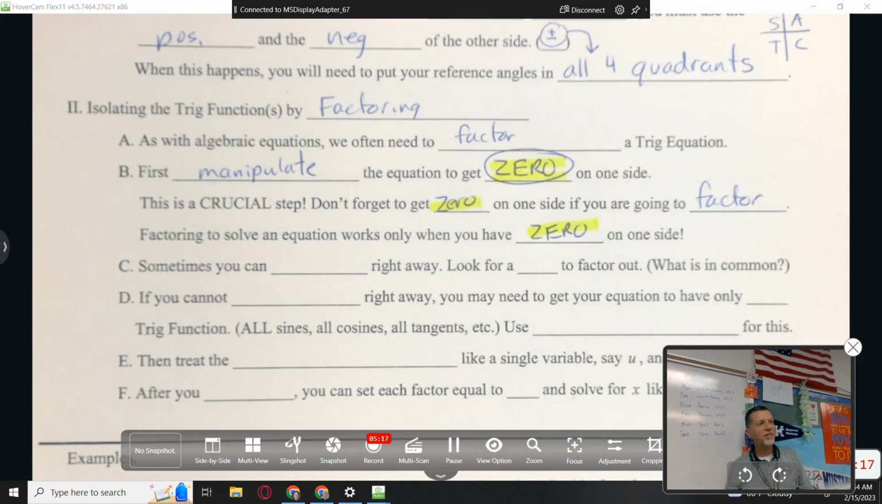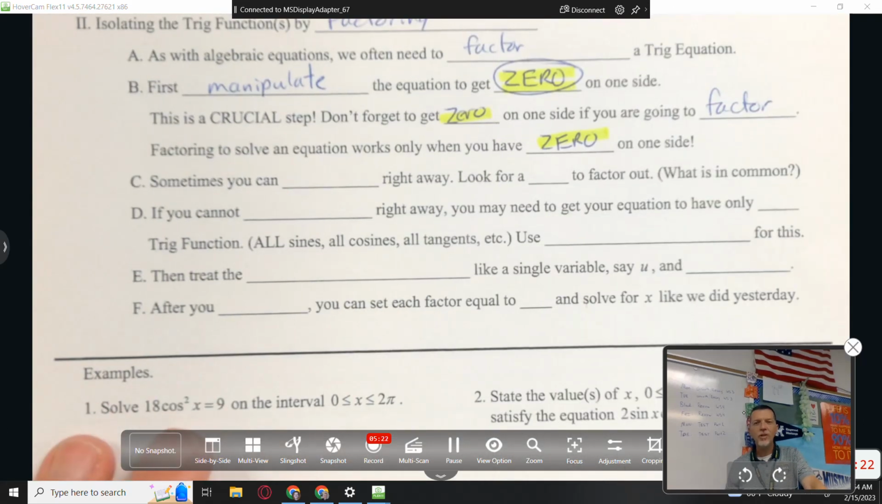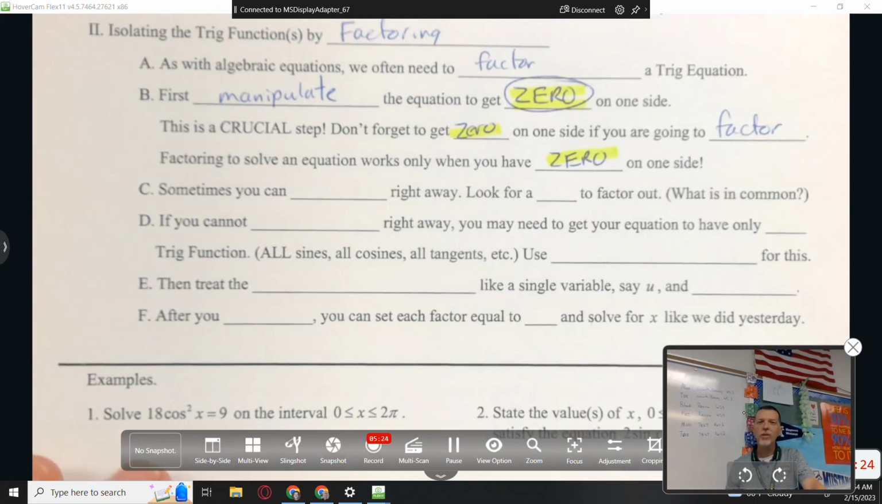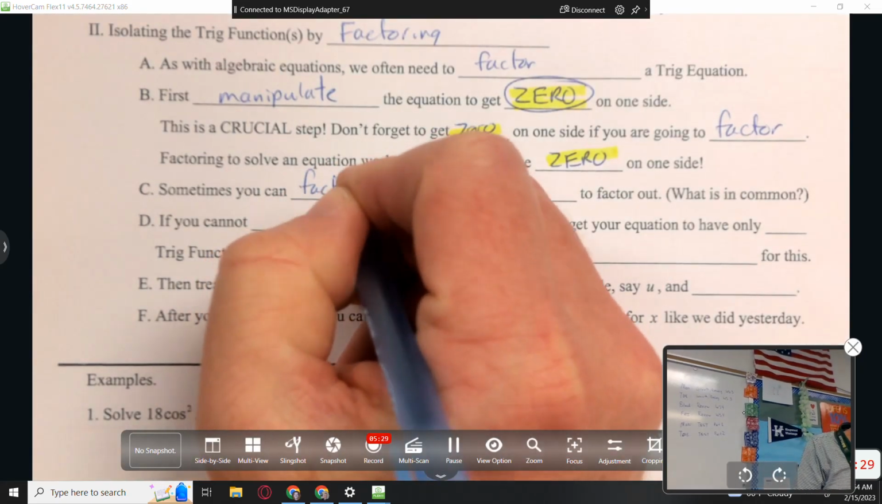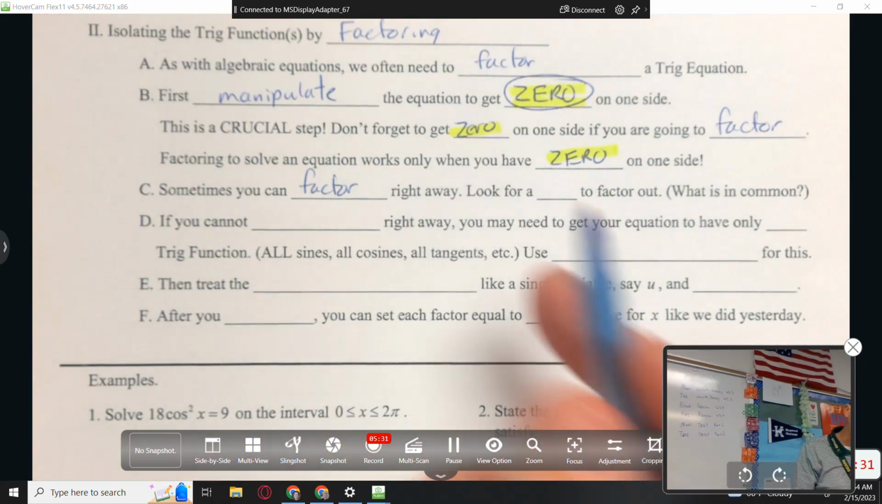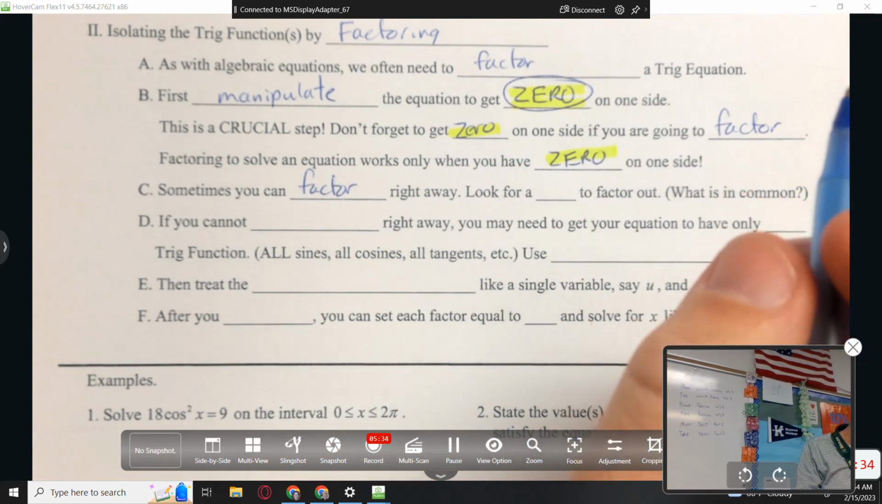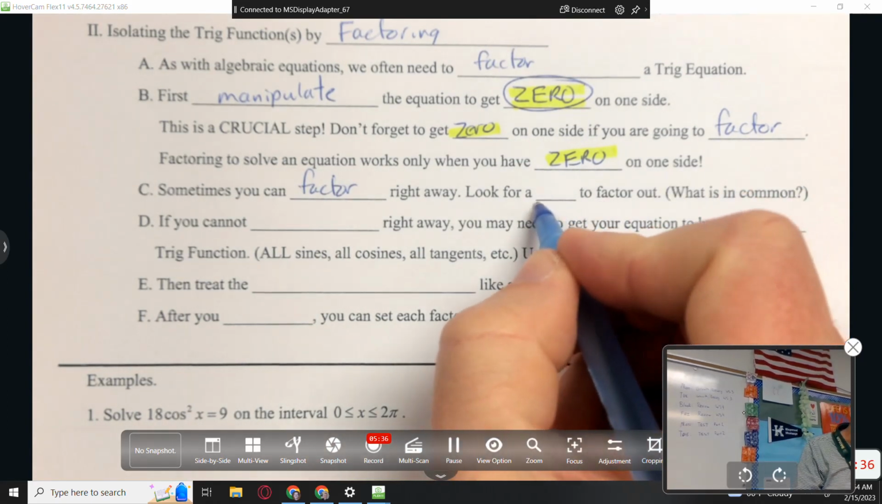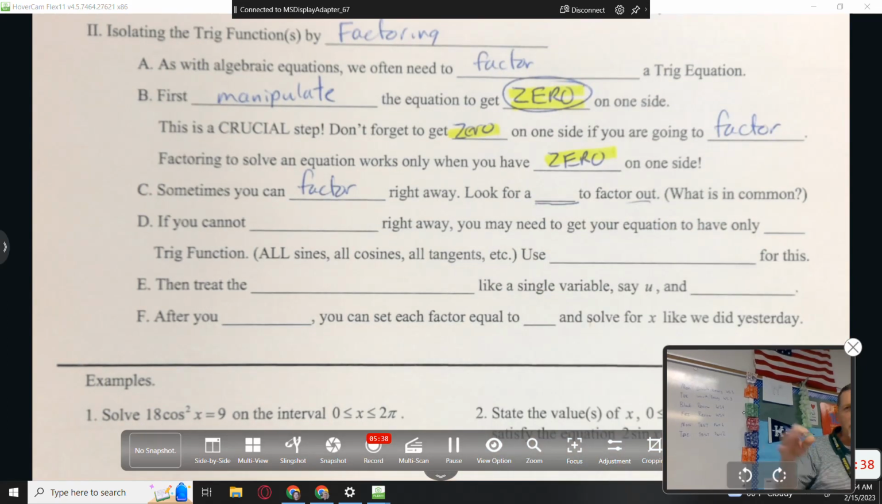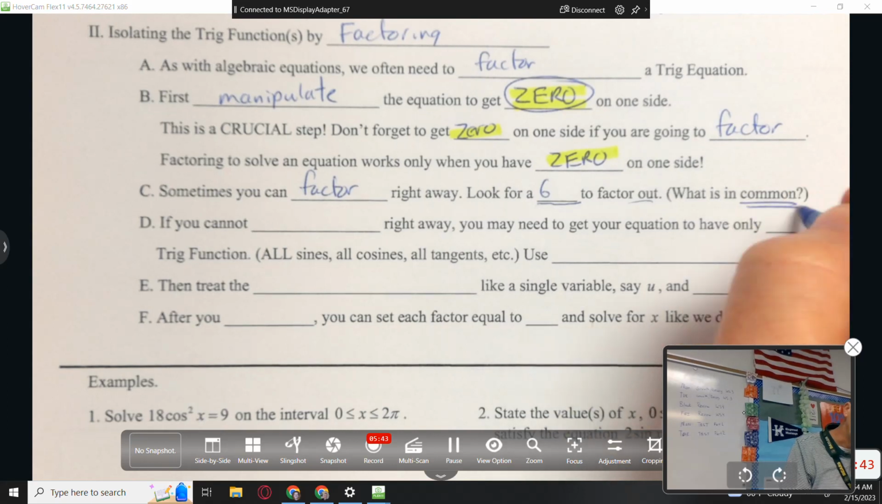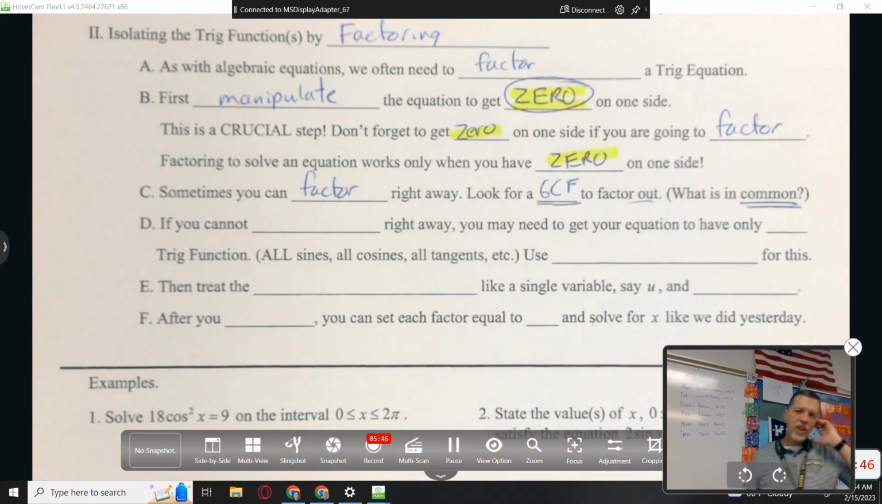That's a little bit repetitive, but it's repeated for emphasis. Get 0 on one side. Do not factor until you have 0 on one side. Sometimes you can factor right away, meaning it's already equal to 0. Look for a blank to factor out. So what goes in this short little blank if we're talking about factoring something out? GCF, especially if the word common is right there. So look for a GCF. It's usually the easy kind of factoring, but you have to be thinking about it to be looking for it.